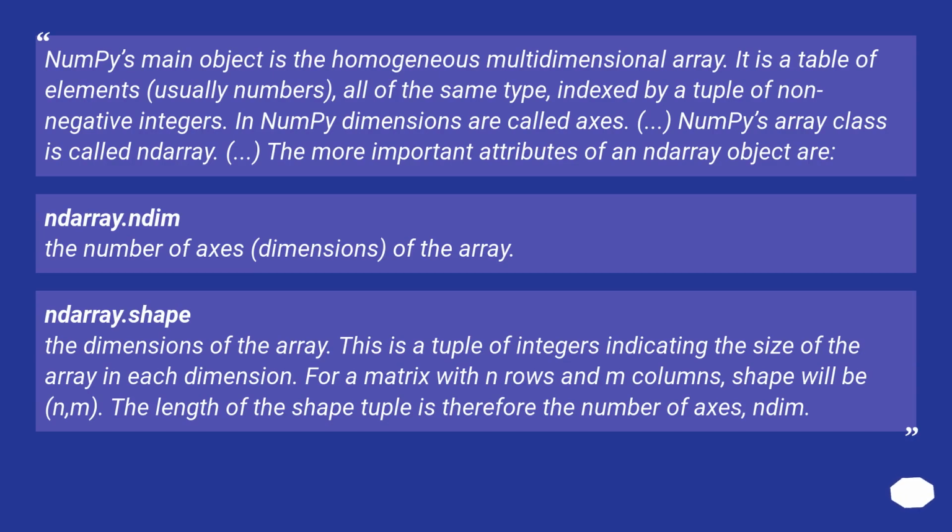The more important attributes of an ndarray object are: ndarray.ndim, the number of axes, or dimensions, of the array. ndarray.shape, the dimensions of the array. This is a tuple of integers indicating the size of the array in each dimension. For a matrix with n rows and m columns, shape will be (n, m). The length of the shape tuple is therefore the number of axes, ndim.